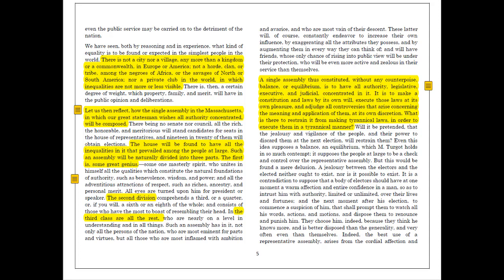The highlighted passage on the right-hand side of 5. A single assembly thus constituted, without any counterpoise, balance, or equilibrium, is to have all authority, legislative, executive, and judicial, concentrated in it. It is to make a constitution and laws by its own will, execute those laws at its own pleasure, and adjudge all controversies that arise concerning the meaning and application of them at its own discretion. What is there to restrain it from making tyrannical laws in order to execute them in a tyrannical manner?